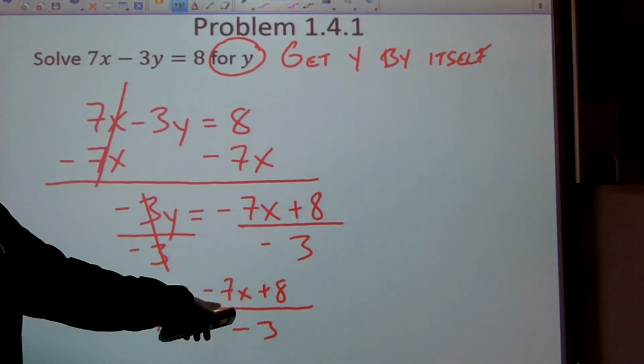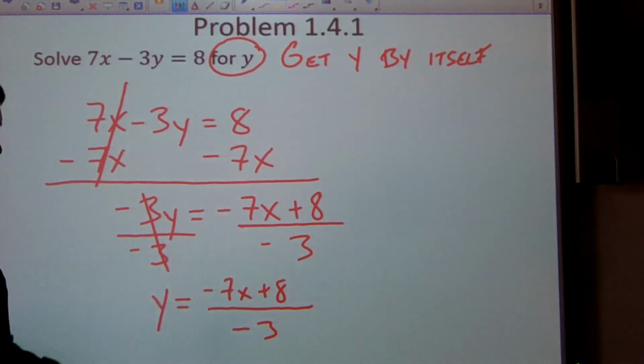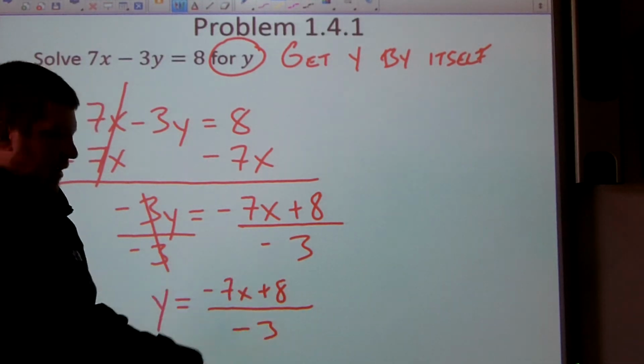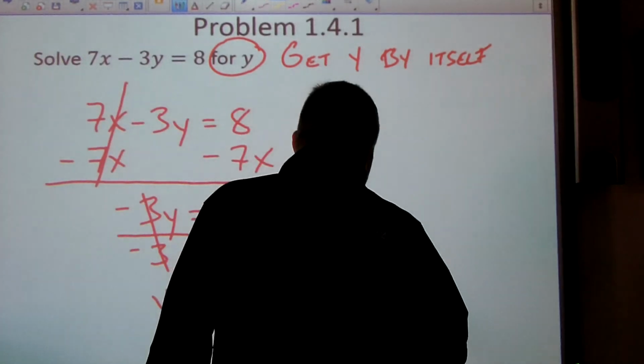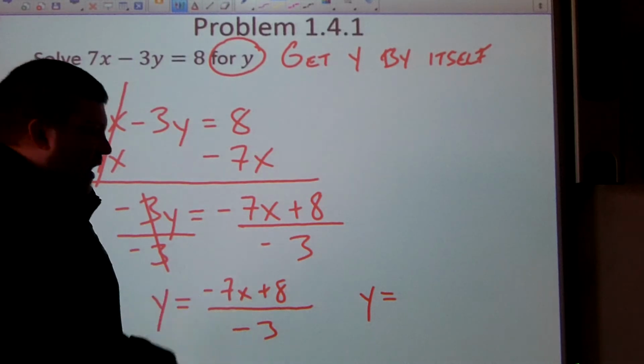Now, this is technically correct. However, you could also split up your fraction. Okay? I have two things on top, so that means both numbers are being divided by negative 3. So I can also say y equals negative 7 divided by negative 3 is positive 7/3.